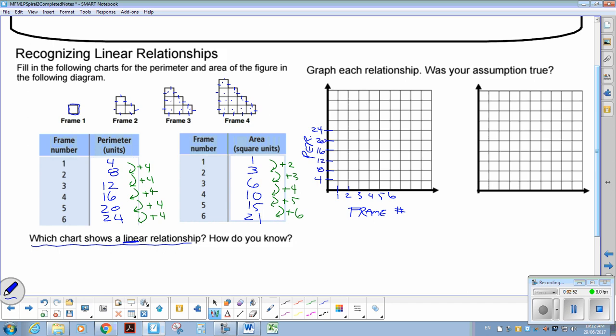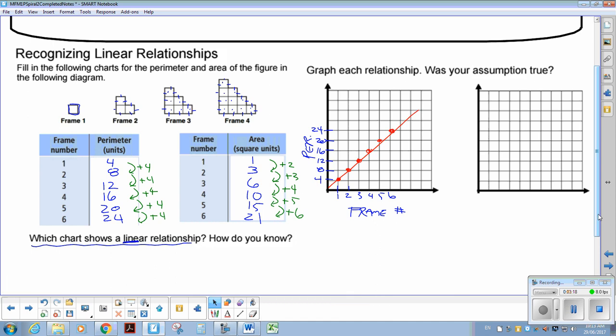All right, so we plot our points. I'll switch colors just to be cool. 1, 4. 2, 8, 3, 12, 4, 16, 5, 20, 6, 24. So when you look at those dots, if you were to put a ruler on that, what conclusion would you draw? I would say that I could put a ruler through there.